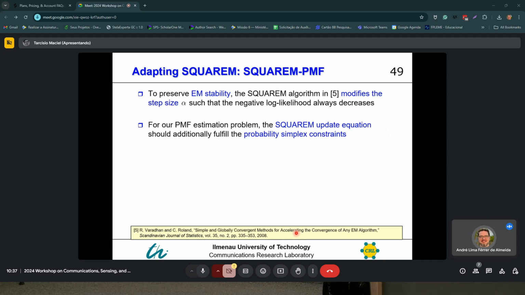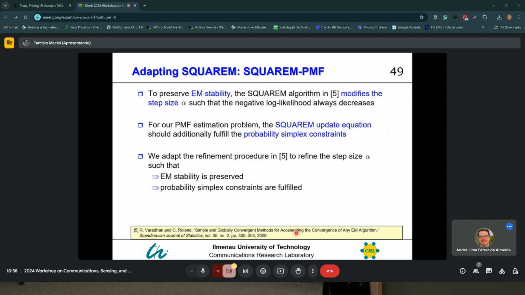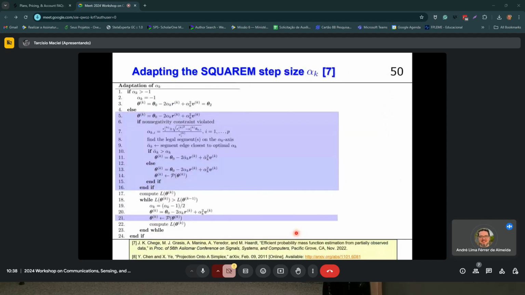So as we are saying here, for the PMF estimation problem, we should also fulfill the probability simplex constraints. And so that's what we want to do here. We want to adapt this procedure.